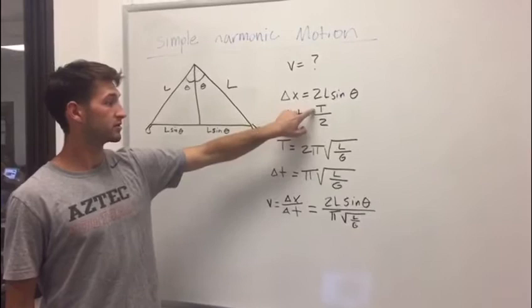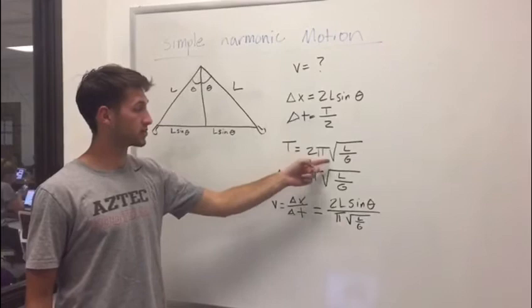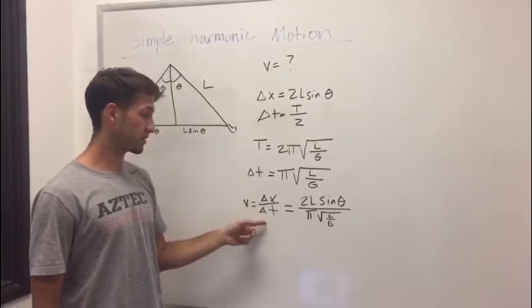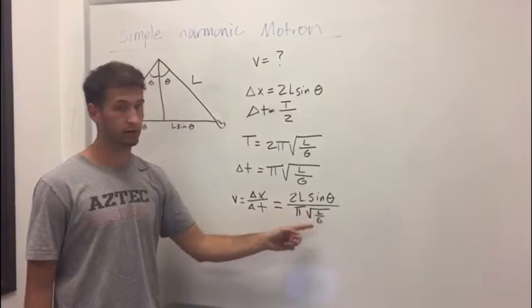The period we know is 2 pi times the square root of L over g. The change in time, therefore, would be pi times the square root of L over g. Therefore, when you put everything together, you get the change in distance over the change in time equals 2L sine theta over pi times the square root of L over g.